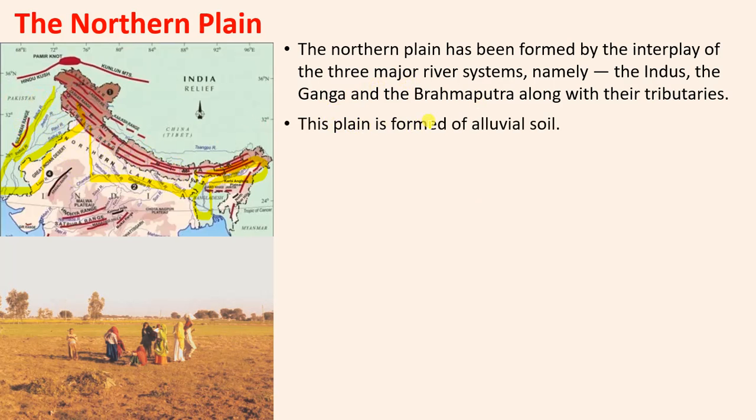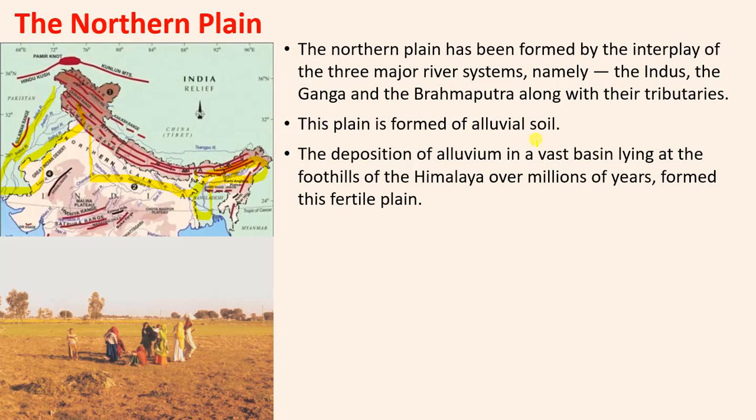This plain is formed of alluvial soil. Alluvial soil is that soil which is formed due to the deposition of alluvium brought by the rivers. The deposition of alluvium in a vast basin lying at the foothills of the Himalayas over millions of years formed these fertile plains.